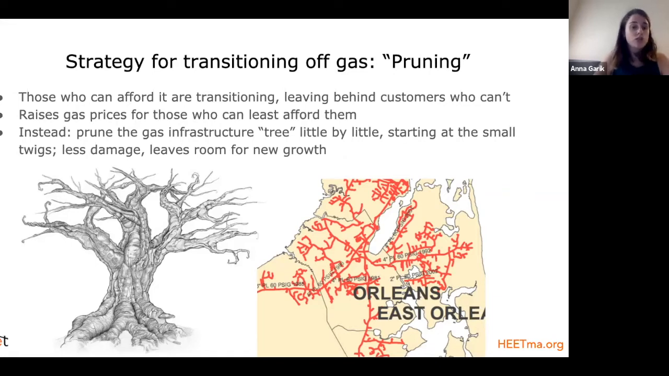Instead, a good strategy is to prune the gas infrastructure tree. If we think about gas infrastructure in a state as being a tree, like on the right, you can see that there are these little twigs out at the ends. It would make more sense to start at these twigs and cut them off, and then to gradually move in until you get to the trunk, instead of just chopping off big branches all over the place.